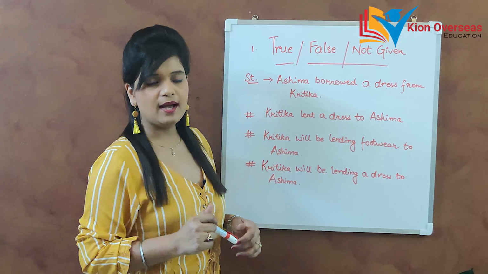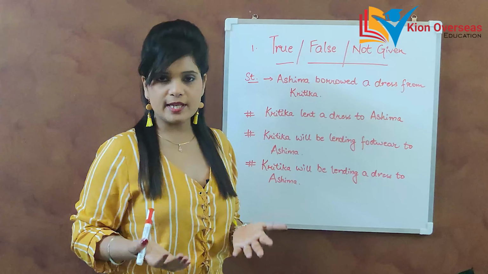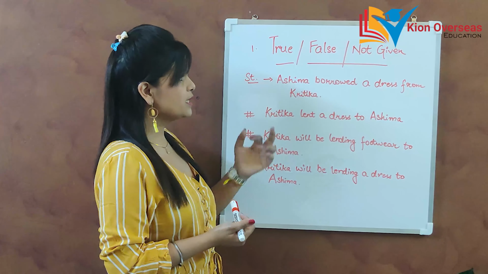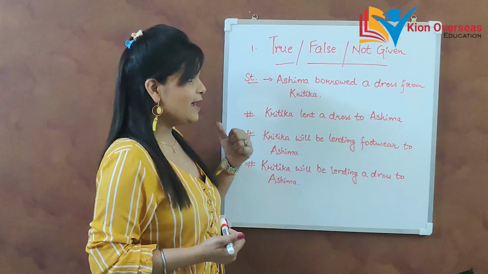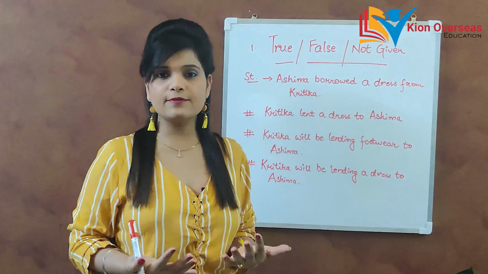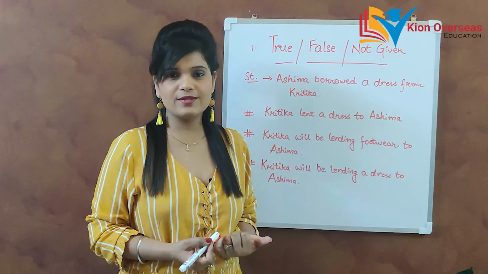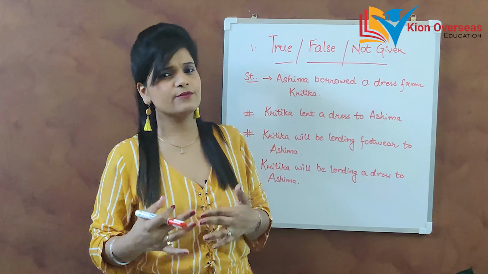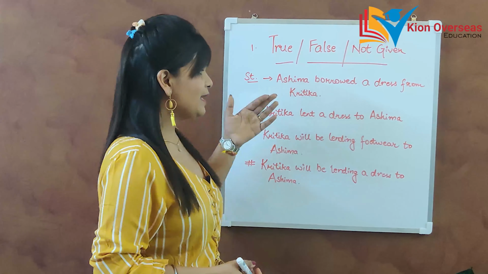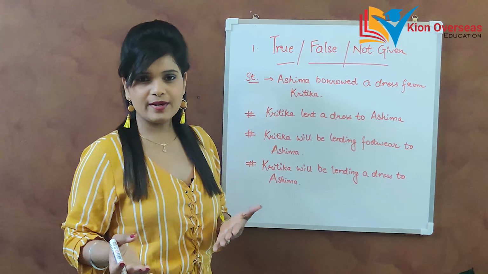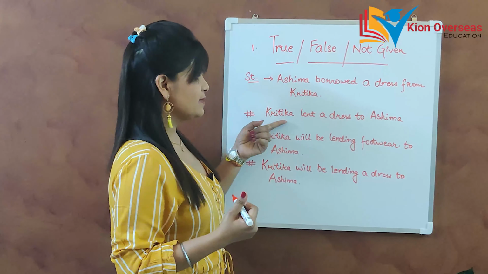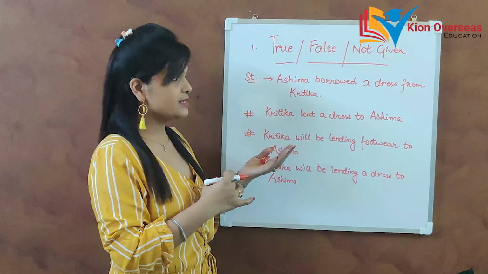dress to Ashima. When we have to figure out such things, first of all, we need to see in what tense they have written the below sentences. And once we figure out the tense forms, it is easier for us to recognize what is true, what is false and what is not given. And in these sentences, obviously now you people can also figure it out. This sentence is now written in the past tense.